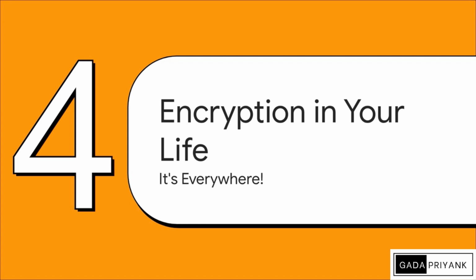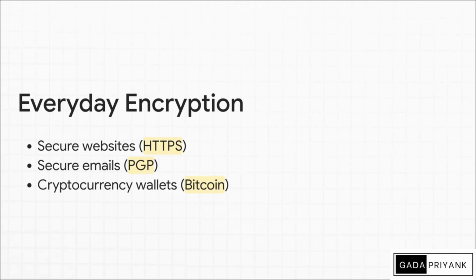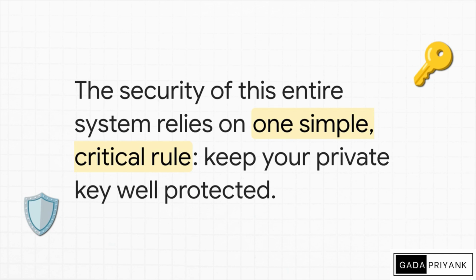Okay, so this might all sound a little abstract, Alice and Bob and secret keys. But the truth is, you use this technology literally every single day, probably without even thinking about it. So let's talk about where this encryption shows up in your life. You know that little padlock you see in your browser next to HTTPS? That's it. That's your browser and the website using asymmetric encryption to set up a secure connection. It's also the magic behind super secure email systems, and it's absolutely fundamental to cryptocurrency. It's the whole reason why only you can spend the Bitcoin in your wallet.